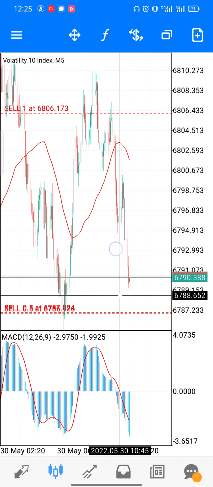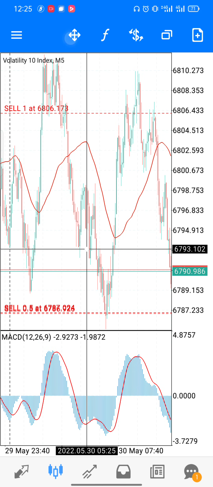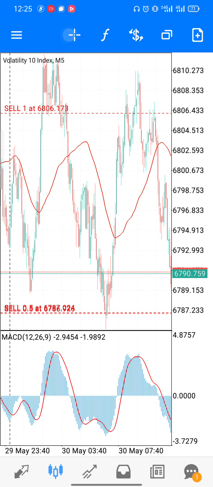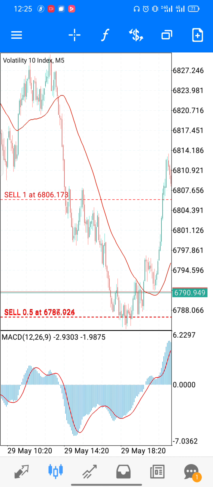Then you go short and you place a sell. You can see it's working. You sell there. So at this point you can place a buy. You get that? So remember guys, moving average is actually an indicator that shows you trends.